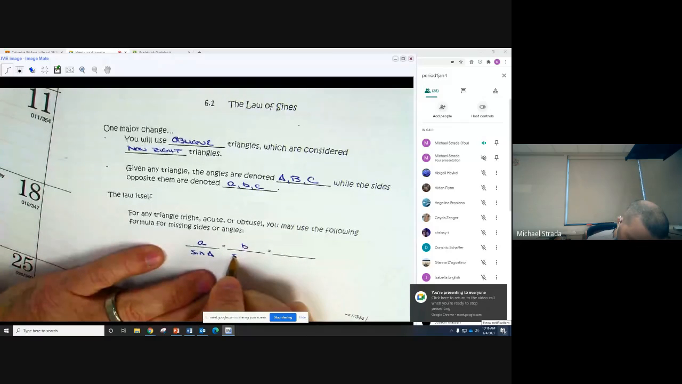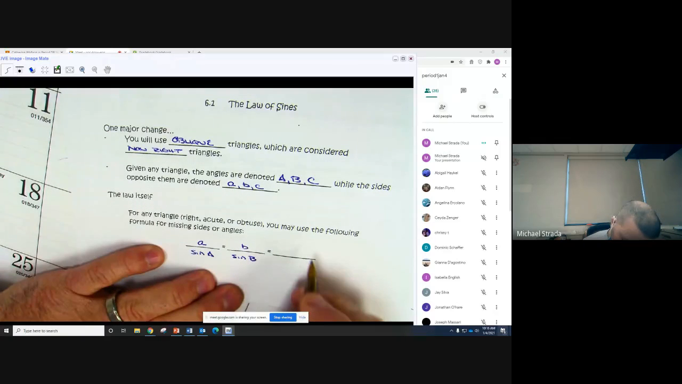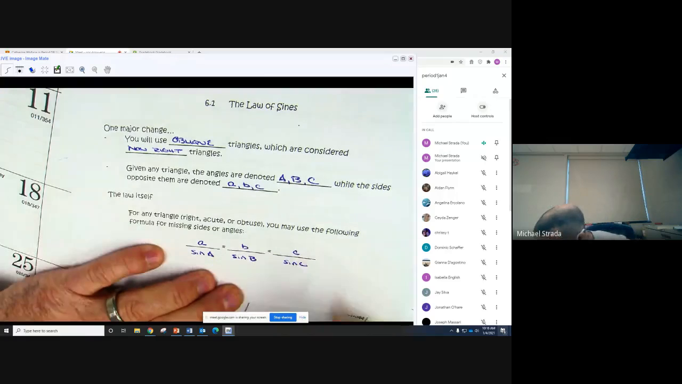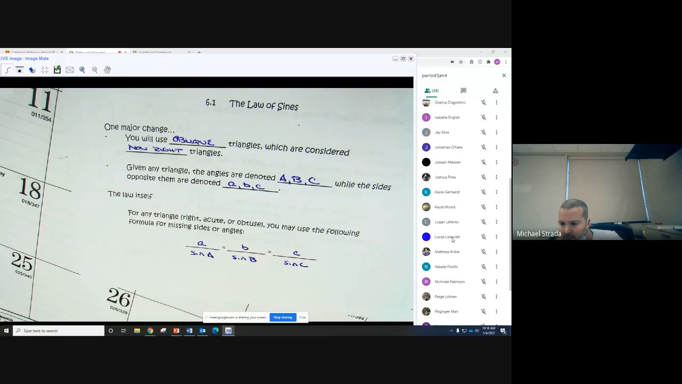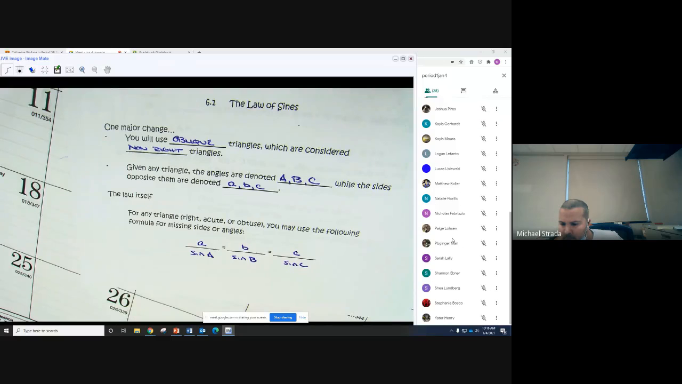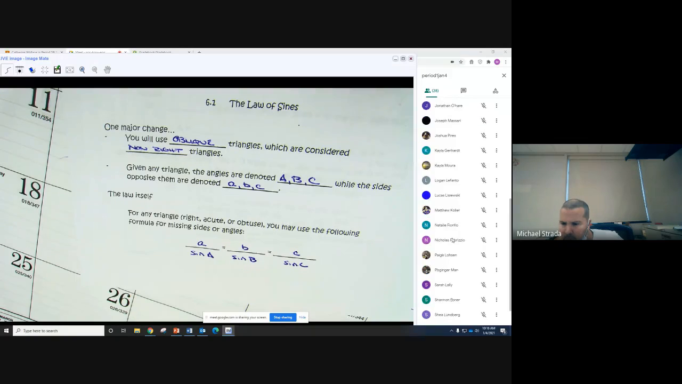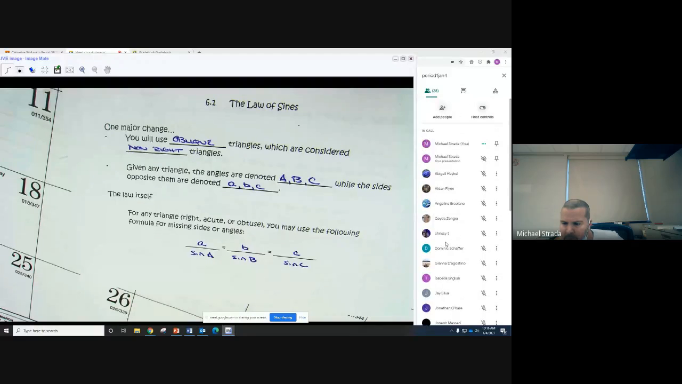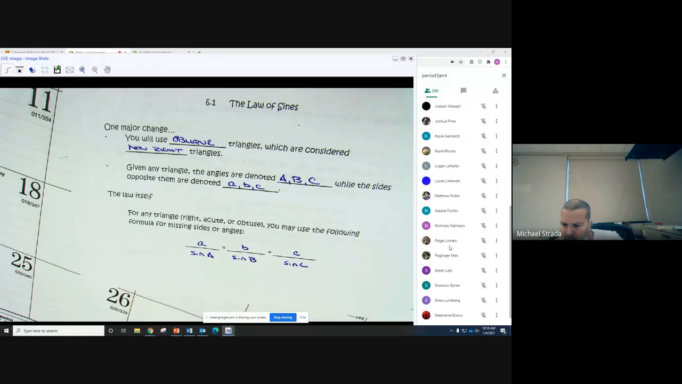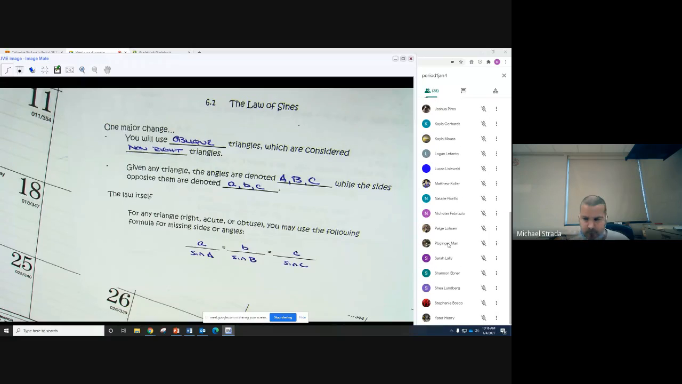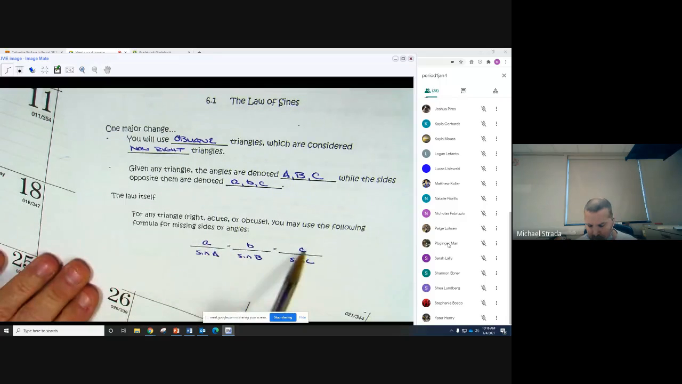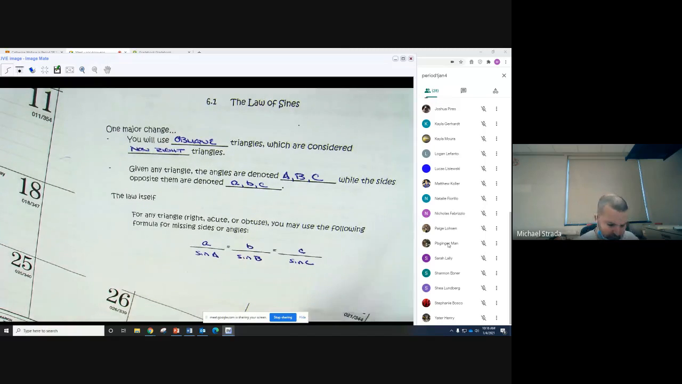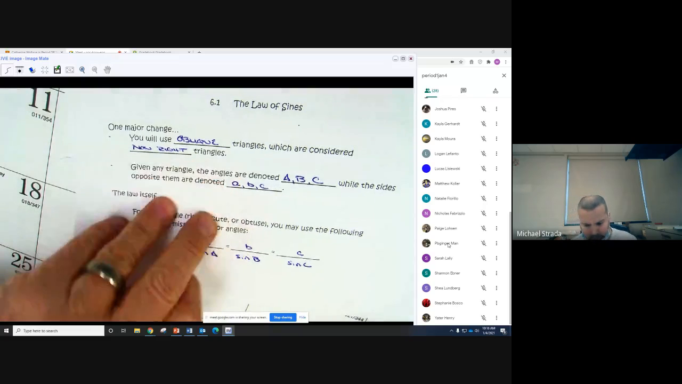equals B over sine B equals C over sine C. All right. And you can flip-flop those. You can put the sines on the top and the little sides on the bottom. It's not going to affect your final answer as long as you keep everything in the same location.